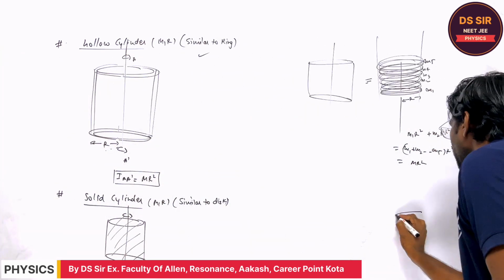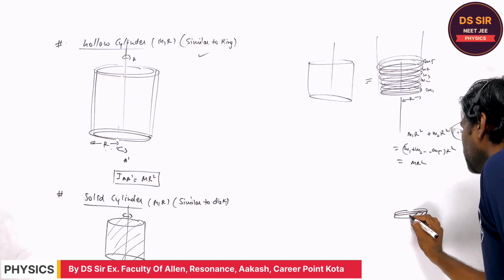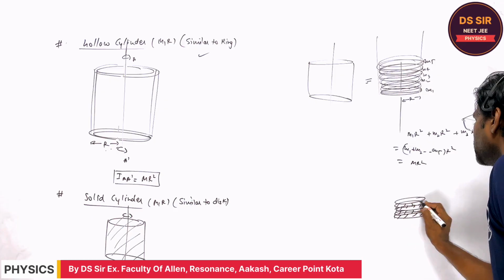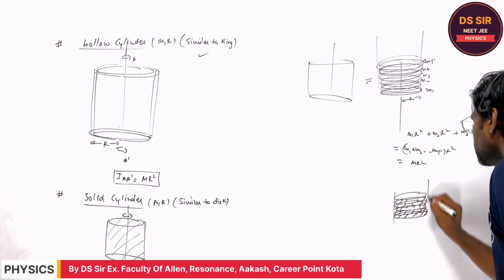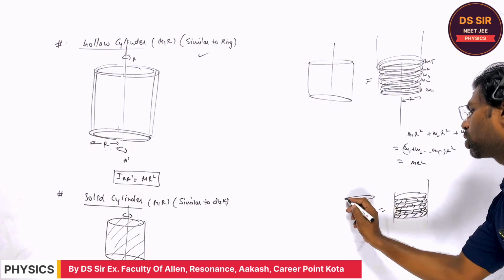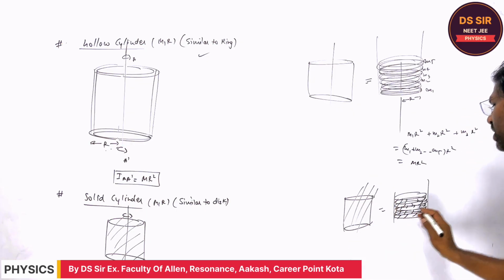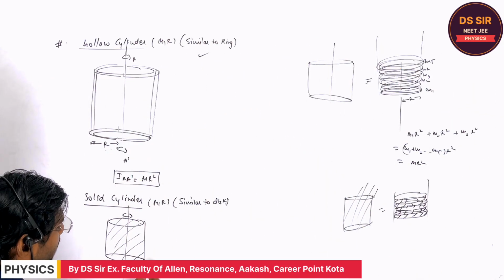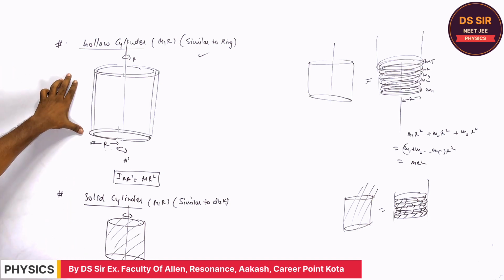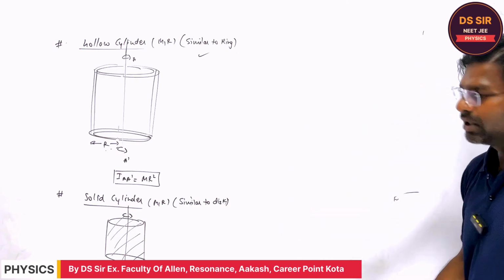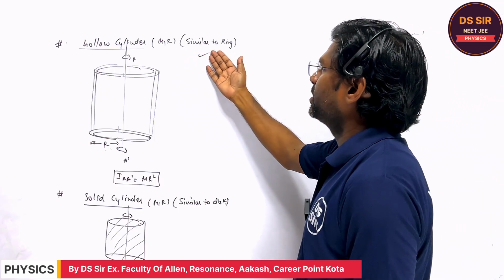Again, there are so many disks. This is one disk, this is another disk, there is another disk, another disk of the same radius. So when disk over disk over disk are placed, they will form the solid cylinder, right? The masses are added. So what will be the moment of inertia of the solid cylinder? Say mr square by 2. The hollow cylinder is similar to a ring, the solid cylinder is similar to a disk. The moment of inertia is half mr square. So I think it is clear that the solid cylinder and hollow cylinder are similar to ring and disk.